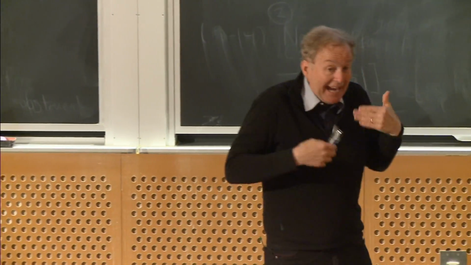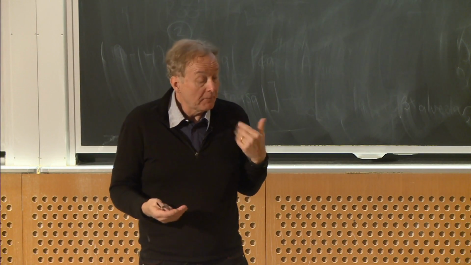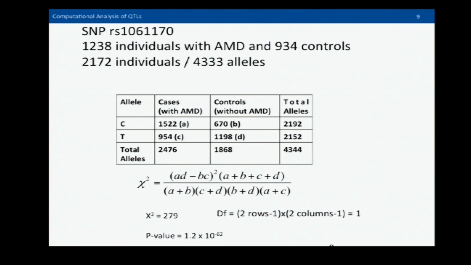So I'll give you the answer first, and then we'll talk about a couple different ways of thinking about this data, okay? So here's the answer. Here's a particular SNP, RS1061170. There are the individuals with AMD and the controls. And what you're looking at up here, these numbers are the allelic counts, right?